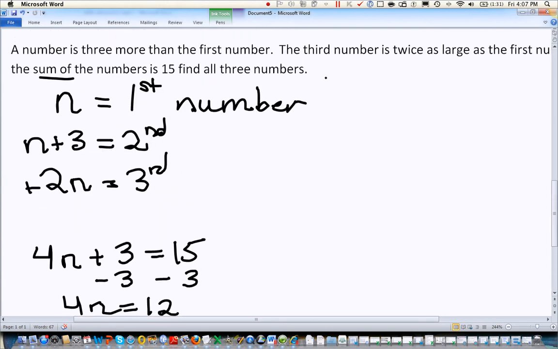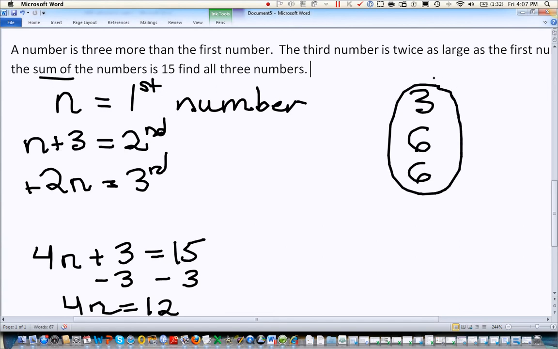Right? So the first number is 3, it's n. The second number is 3 plus 3, or 6, and the third number, actually just by pure chance, is 2 times 3, or is also 6. It's not to say that they have to be equal, that's a total chance thing, it's just the way it happened to be. And so you have found all 3 numbers.